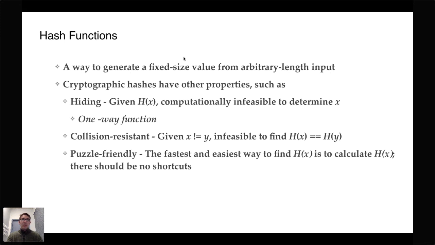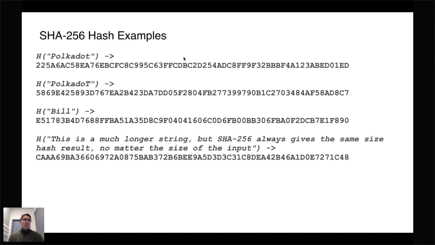So really, the fastest way to do a hash is to actually do the calculations. These properties aren't too important unless you're very interested in hashing and cryptography, but just know that we think of these as one-way functions, right? So if you have Polkadot, I can easily hash it to make sure that it's 225A, whatever. But notice that even changing a very minor detail in the second hash, I've capitalized the last T, gives me a very different hash value. And also notice that no matter how large of a string I pass in, I'm always going to get the same size hash.